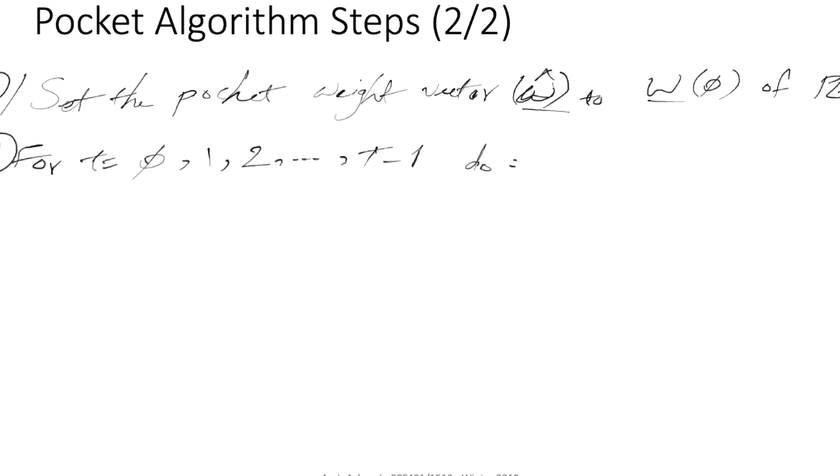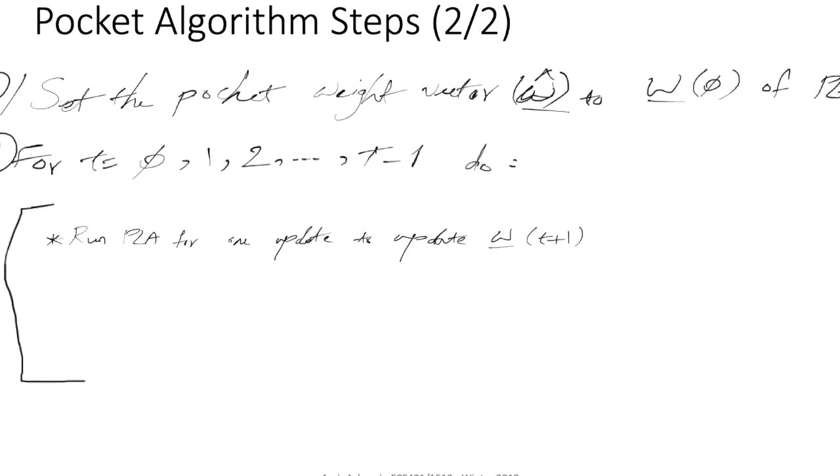On the second step, we enter a loop for iteration t from our first iteration up to t minus 1. We're going to do these 3 simple tasks. First, we're going to run PLA for 1 update to update our W. So now our W becomes W of t plus 1.